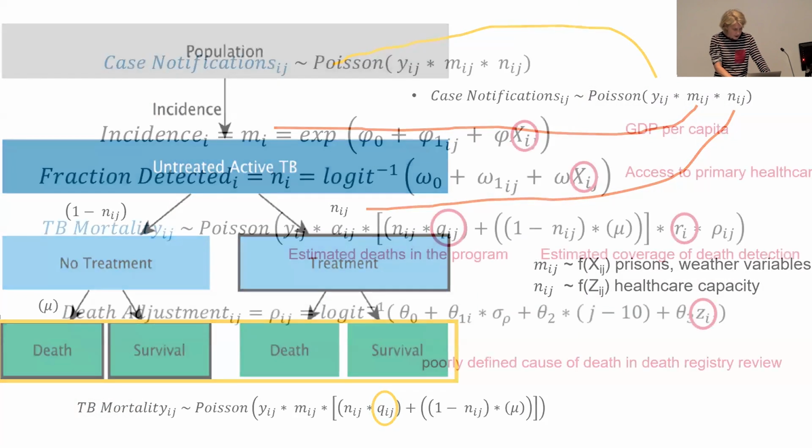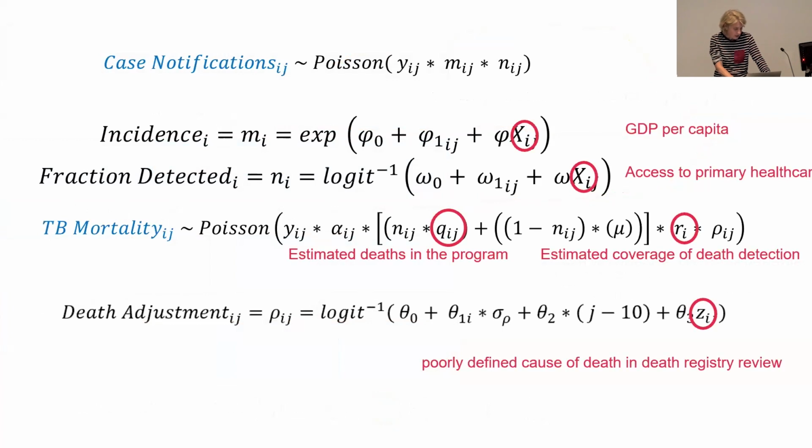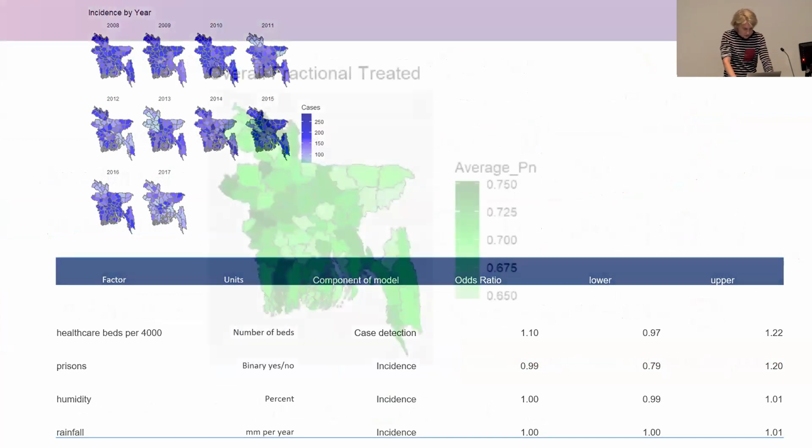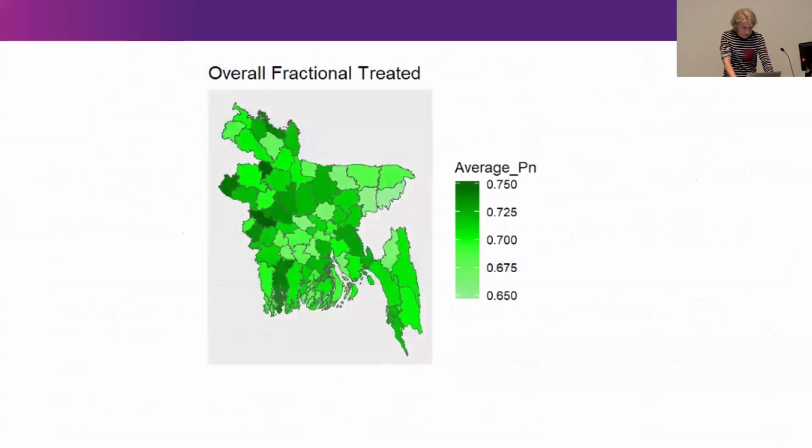So the idea is that we can then look at different factors that impact this pathway in different places, and assess what those factors are and whether they actually make any difference, such as the number of healthcare facilities having some impact on case detection. A number of prisons or a poverty index might have an effect on incidence and so forth. The aim of this sort of work is, at the end, to say, look, this is the overall fraction treated, and find vulnerable places where people are not treated.